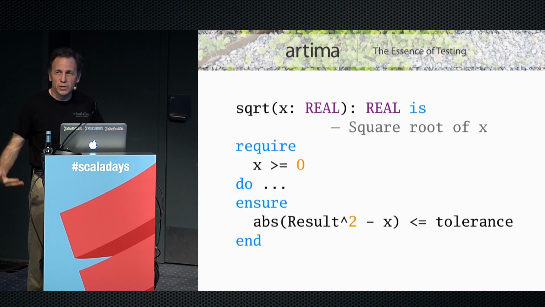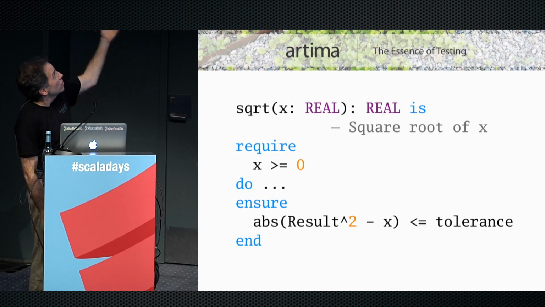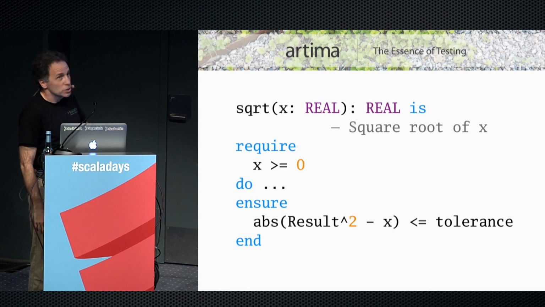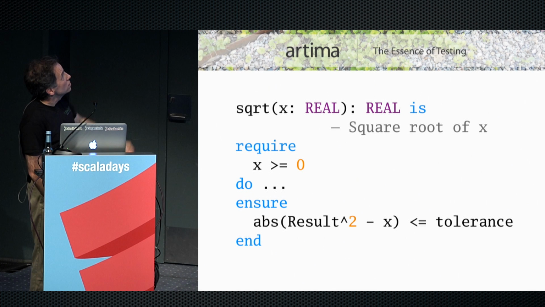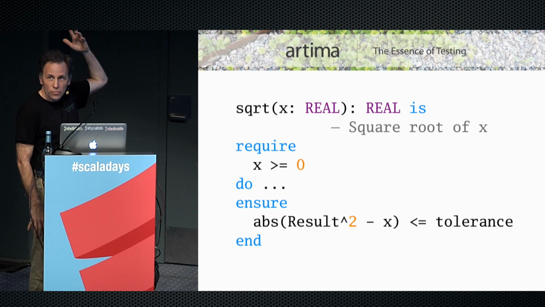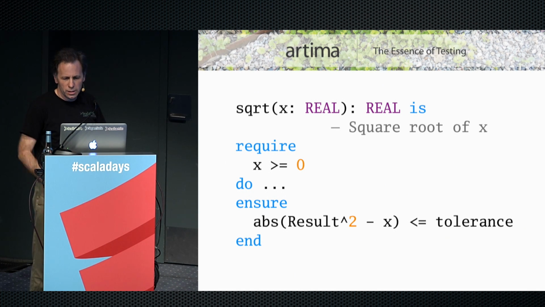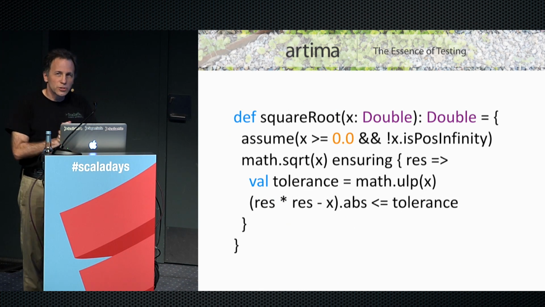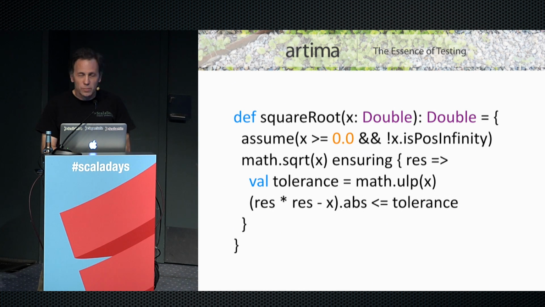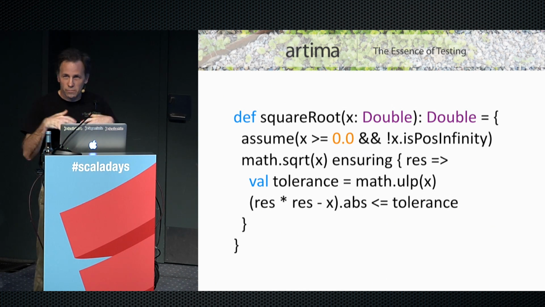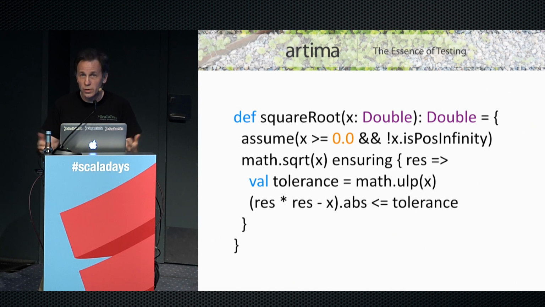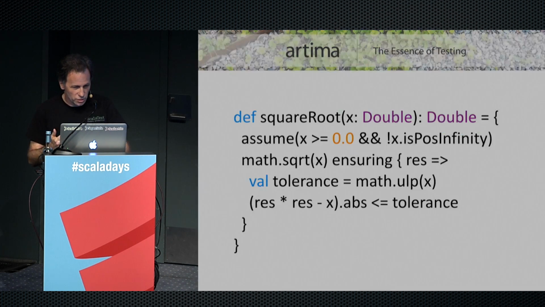So Eiffel made you actually, every time you write a method, think about preconditions and postconditions and specify them right next to your do clause. And so that's what he did in Eiffel. And you can actually do that in Scala. Most people don't know this, but there's an assume and an ensuring method that you can use anywhere in your code. It's from predef, and I'll give you a quick demo.